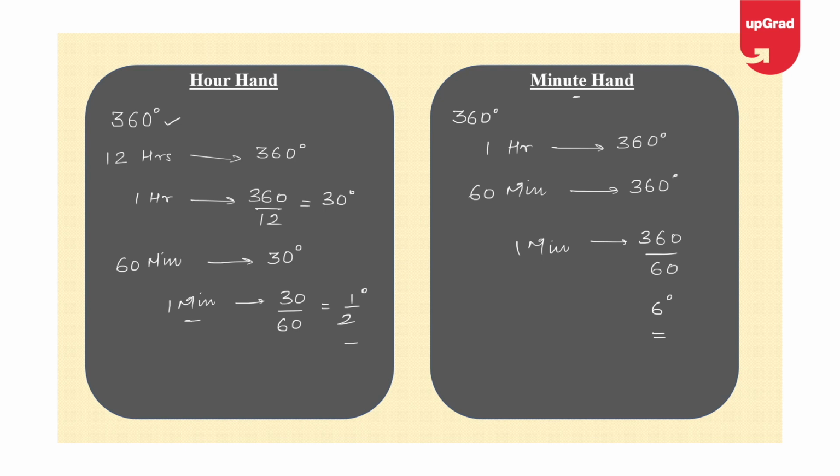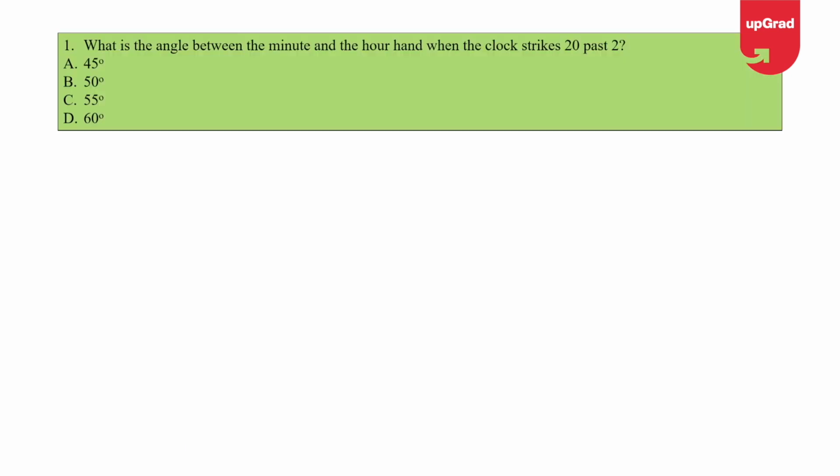For the hour hand, it is half a degree per minute. For the minute hand, it is 6 degrees per minute. So this is the fundamental approach for a question based on clocks. Let's see what type of question we get from here?